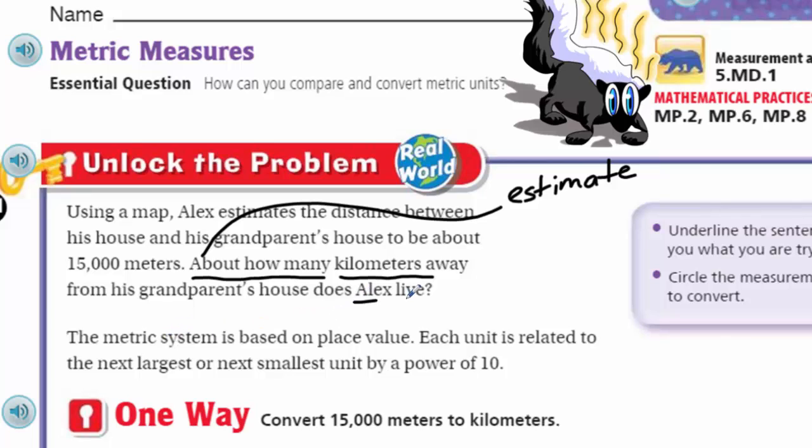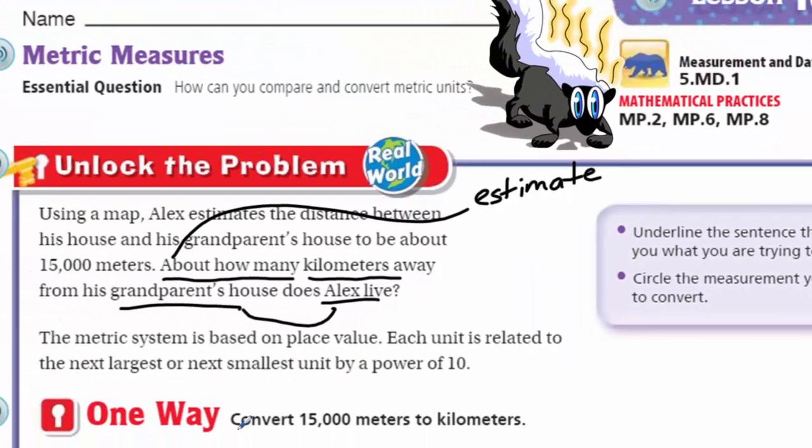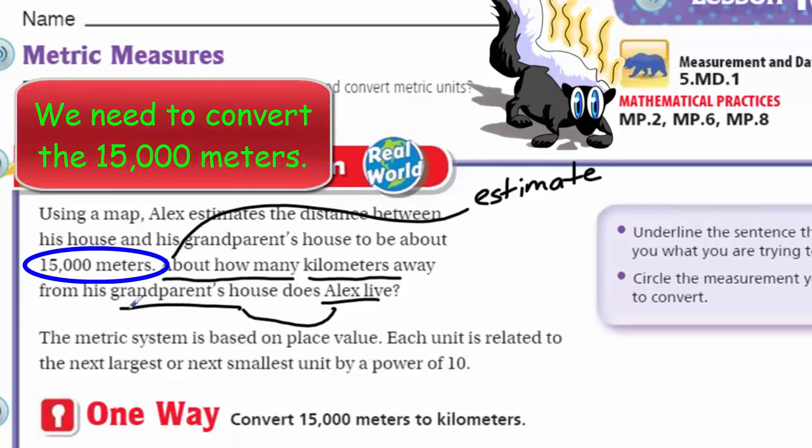So we have Alex lives in a certain spot, and the grandparents' house. We need to find out how far. It does say, circle the measurement you need to convert. We talked about this in the previous videos when we had ounces and pounds or gallons, pints and quarts. Here we have meters, and over here we have kilometers. That's not the same unit of measure.